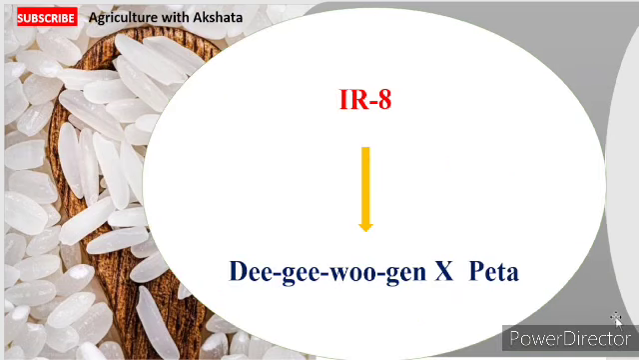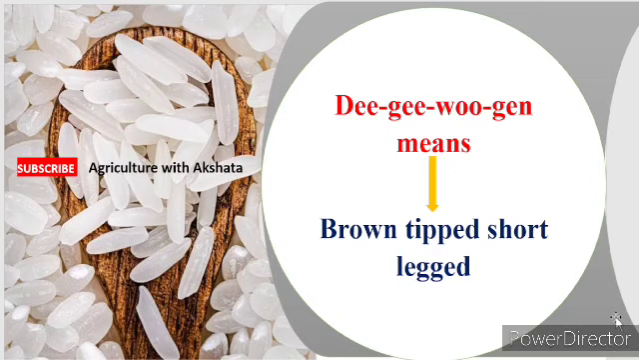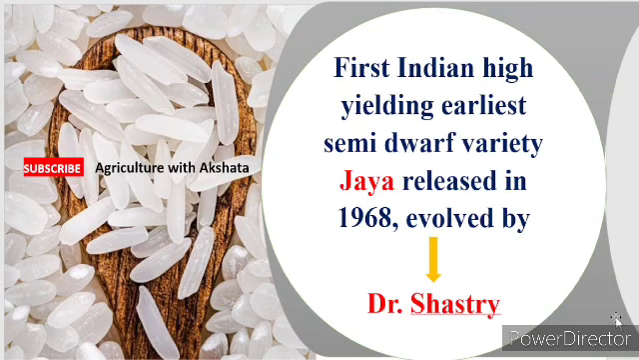IR8 is developed by crossing between Dee-geo-woo-gen and Peta. Dee-geo-woo-gen means brown-tipped, short-legged. Dee-geo-woo-gen is mainly responsible for the dwarfness in rice, so the meaning is brown-tipped and short-legged. The first Indian high-yielding earliest semi-dwarf variety, Jaya, was released in the year 1968 and developed by Dr. Shastri.